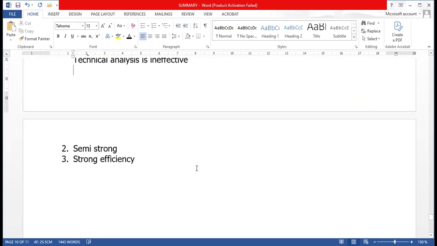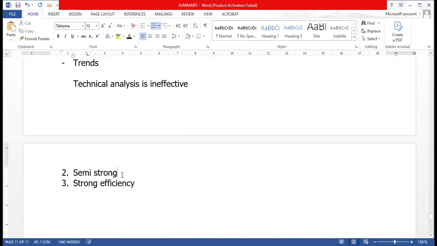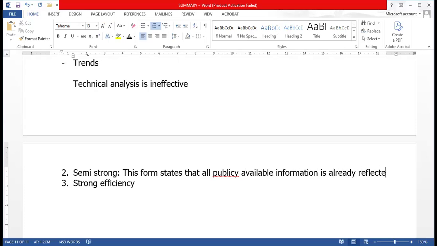Then semi-strong. With semi-strong, you are looking at all the publicly available information. This form states that all publicly available information is already reflected in the share price.